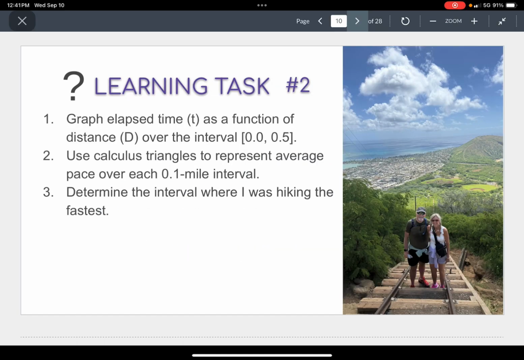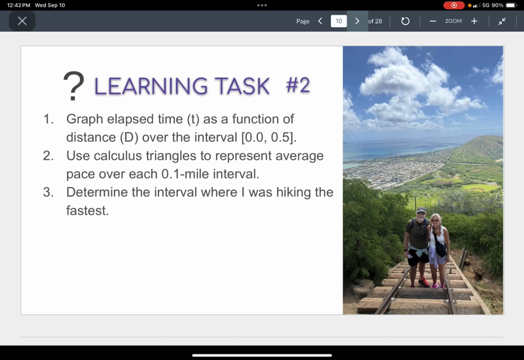Learning task number 2, graph the elapsed time as a function of distance over the interval 0 to 0.5. Now, when we see this language, elapsed time as a function of distance, whatever follows that phrase as a function of is the independent variable or the input. In this case, distance is the input and elapsed time is the output. That interval then is a distance interval going from 0.0 miles to 0.5 miles.